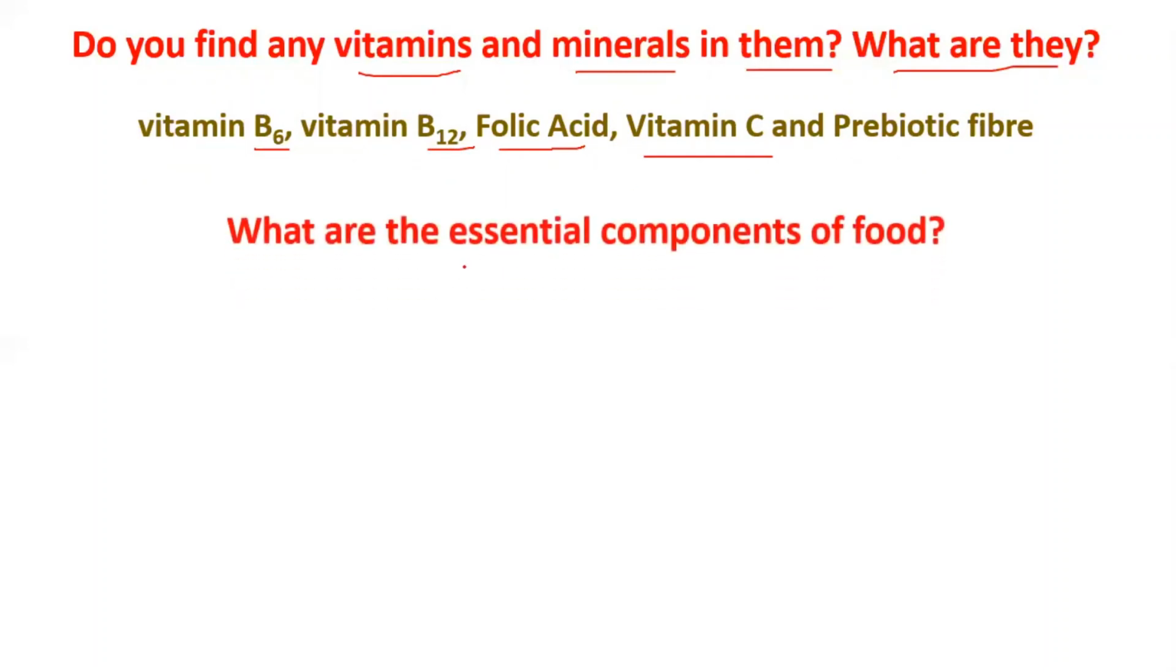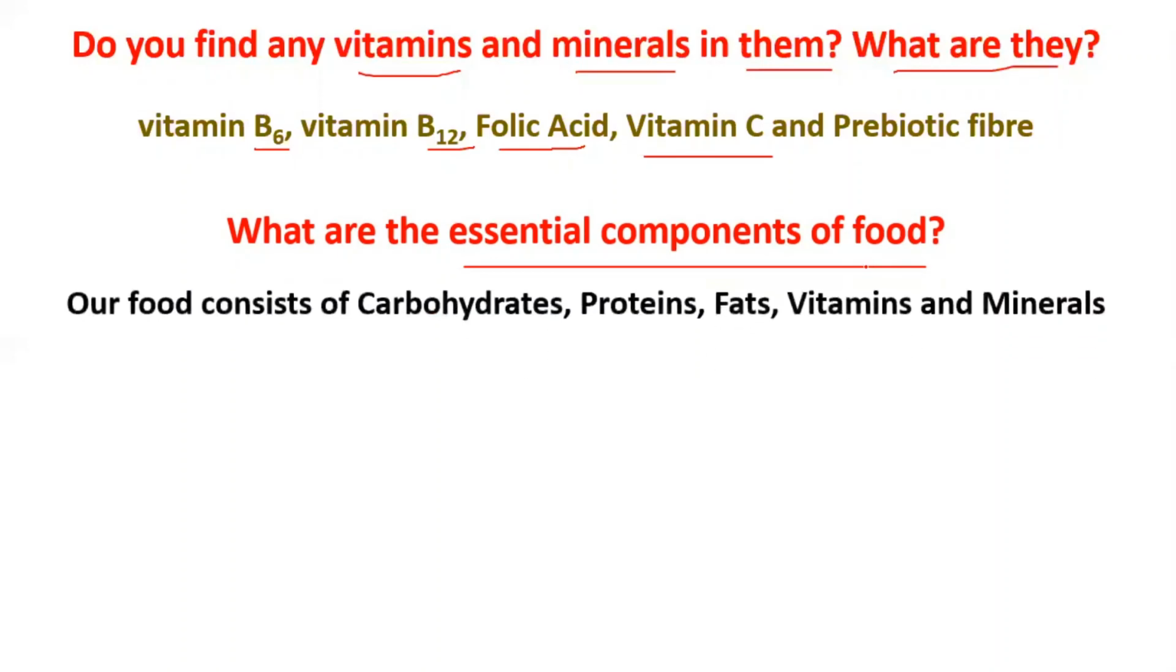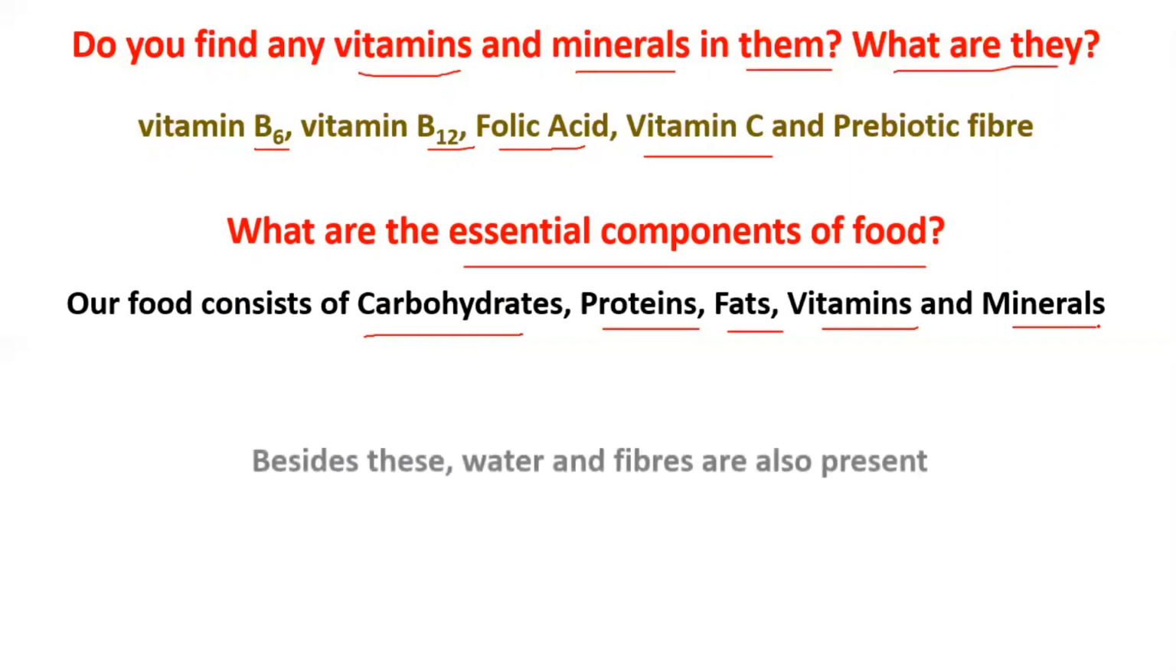What are the essential components of food? Our food consists of carbohydrates, proteins, fats, vitamins and minerals. So the essential components of our food are carbohydrates, proteins, fats, vitamins and minerals.